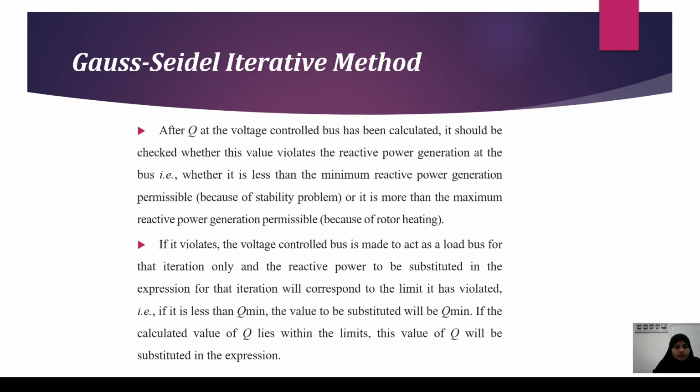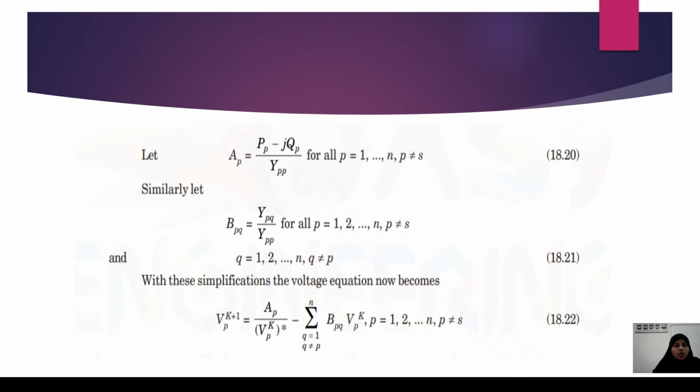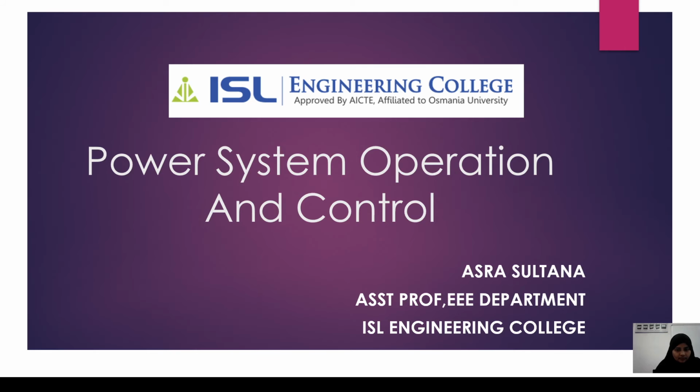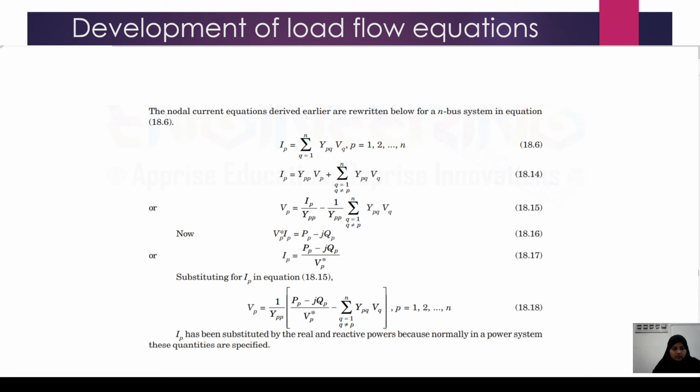So in today's class we have seen two iterative methods, that is the Gauss method and the Gauss-Seidel method. We saw the nodal current equation: Ip is the summation over q equal to 1 to N of Ypq Vq, for p equal to 1, 2, 3 and so on till N. From this, we take q equal to p and take this term outside, so that it is Ypp Vp plus the summation over q of Ypq Vq.